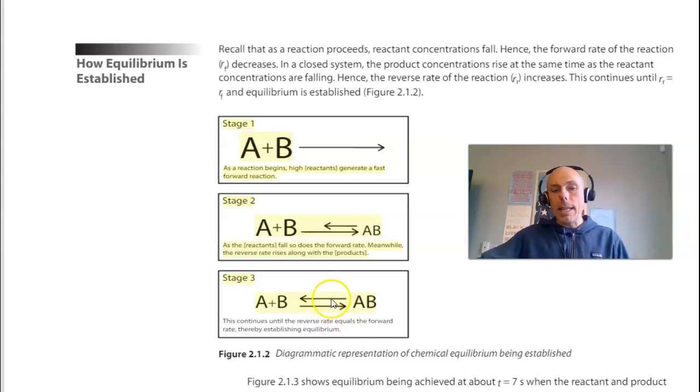That does not mean that the concentration of product AB is the same as reactants A and B. It just means that the forward and reverse rates are equal. Their concentrations, again, may not be equal at equilibrium. In fact, that would be very coincidental that that would be the case.